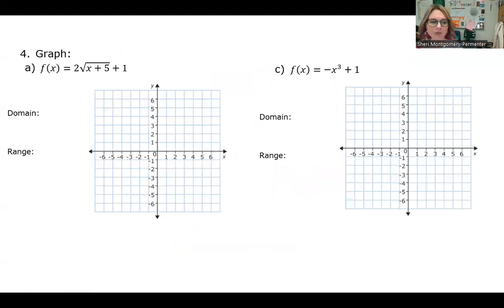And last, we are going to graph. So when we graph these, we need to know a few things. First thing we ought to be able to do is figure out that basic shape. For question number 4, it's going to have that basic shape and it's positive. For C, I'm just noting that that one is a negative and it's cubic, so it has to face down.